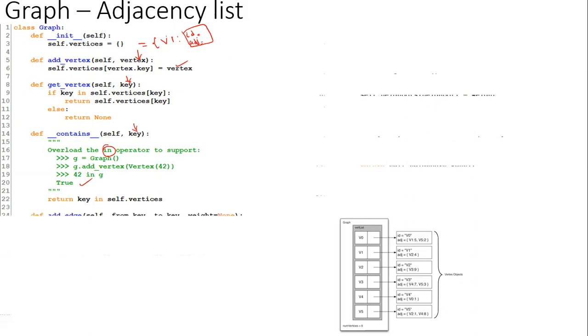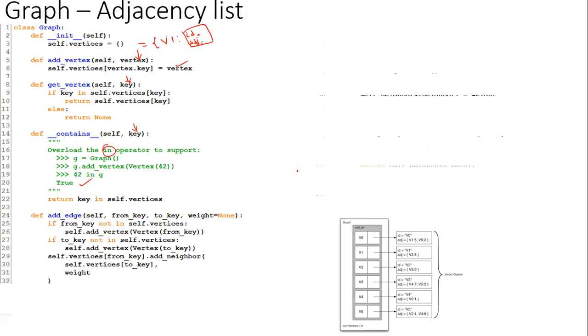The next one is adding an edge. Once you have a graph, we need to add an edge, so that we can get the neighbors easily. Add edge takes three arguments: one is the from key, the other is the to key, and the third is the weight. First we should ensure that the from key is available in the dictionary. So we check if from key is not in vertices, then we call add vertex and pass the vertex from key, as a new object will be created and given to add underscore vertex.